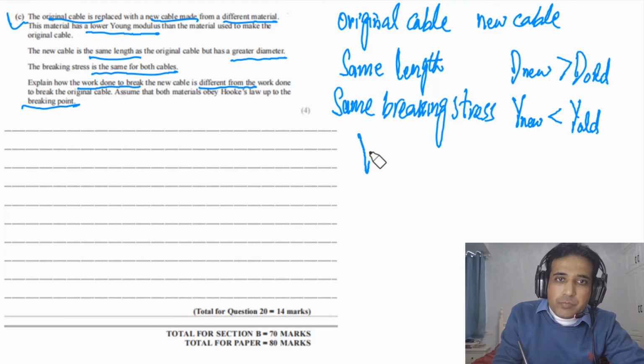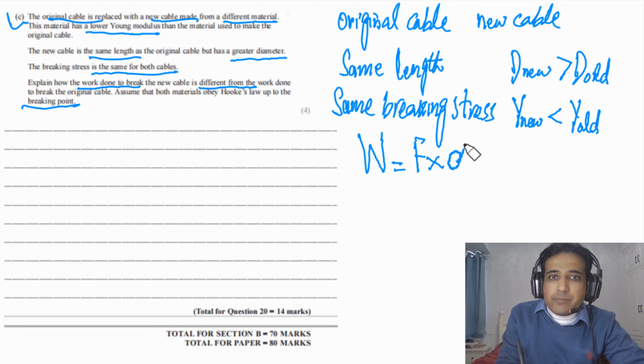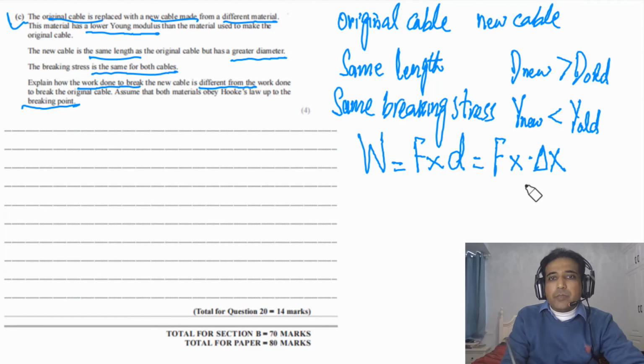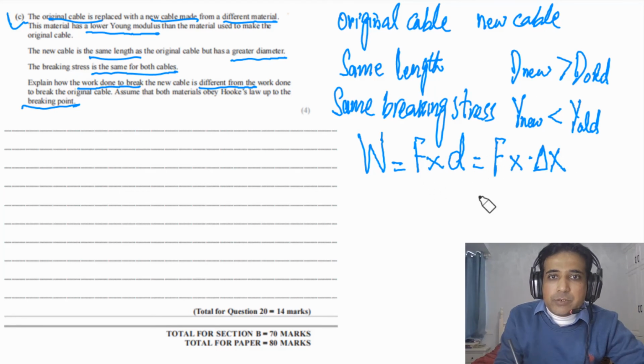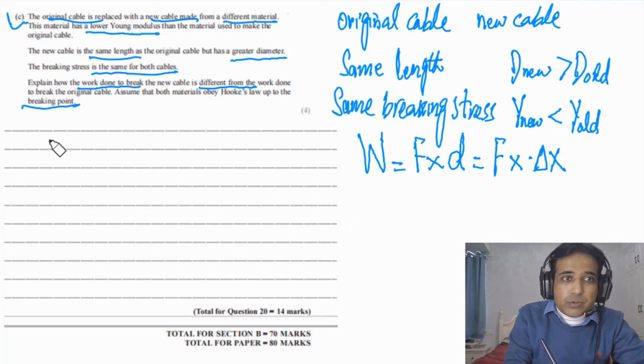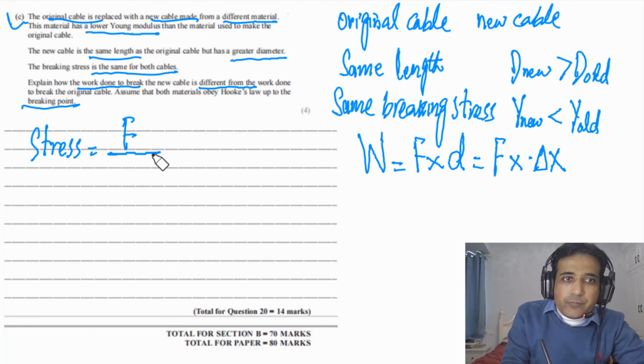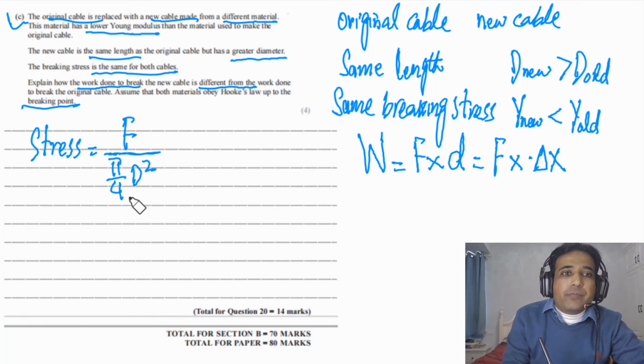In this case, we need to compare work done, and work done is equal to force times distance, but in this case it will be equal to force times extension. So we will write down delta x. So first of all, we need to find out force. To find force, we can use stress. The breaking stress is equal to the force divided by cross-sectional area, so we can say this will be equal to pi by 4 d squared.